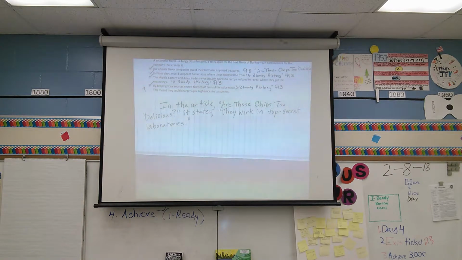Okay, did anybody write it or say it in a different way? Aurora? I wrote in the article, A Bloody History, in paragraph 3, the text says, by keeping their resources secret, they could control the spice trade. Okay, just don't forget your period there. Okay, what did you write, Davian?